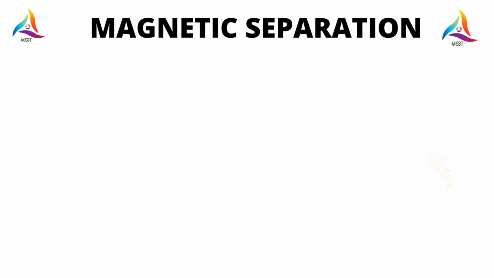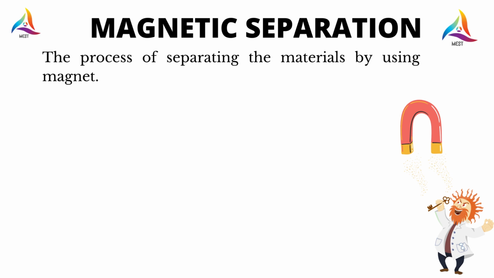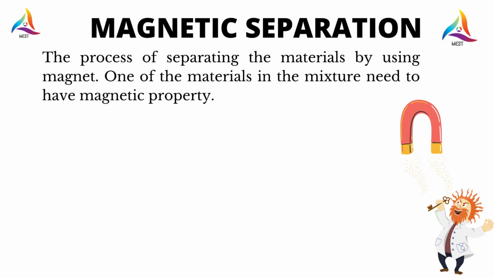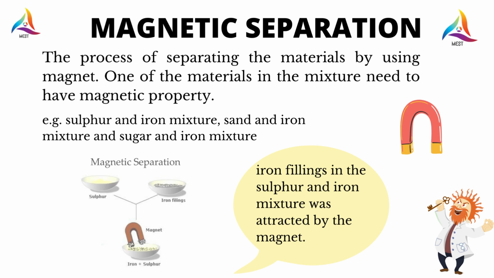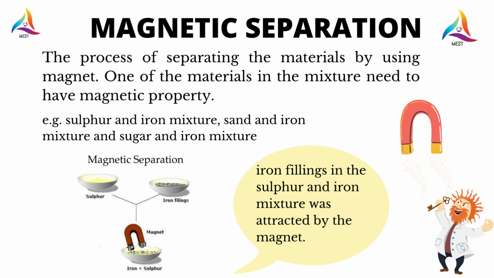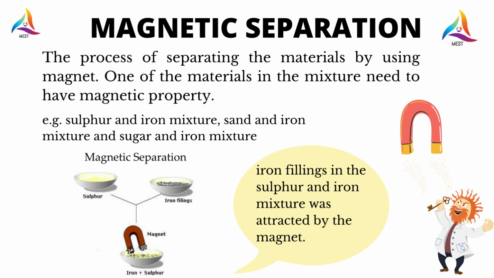Magnetic separation. It is a method to separate the materials by using a magnet. Therefore, one of the materials in the mixture needs to have magnetic property. For example, sulfur and iron mixture, sand and iron mixture, sugar and iron mixture. When sulfur and iron are mixed together, we can separate the iron by using a magnet, because iron has magnetic property. In this way, we can split the materials which have magnetic property.